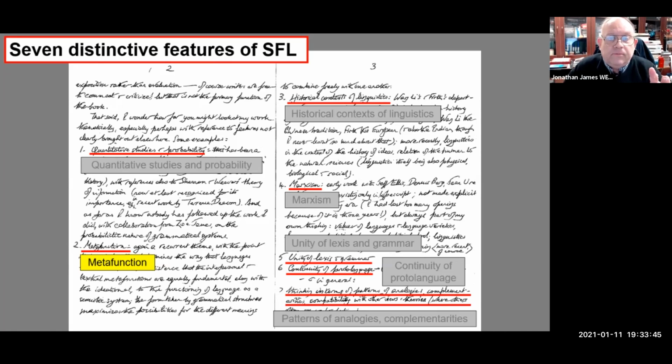Functional. Systemic. Systemic sets of options, choices that you make for how you are going to make language work for you, to make it do the job that you want language to accomplish.